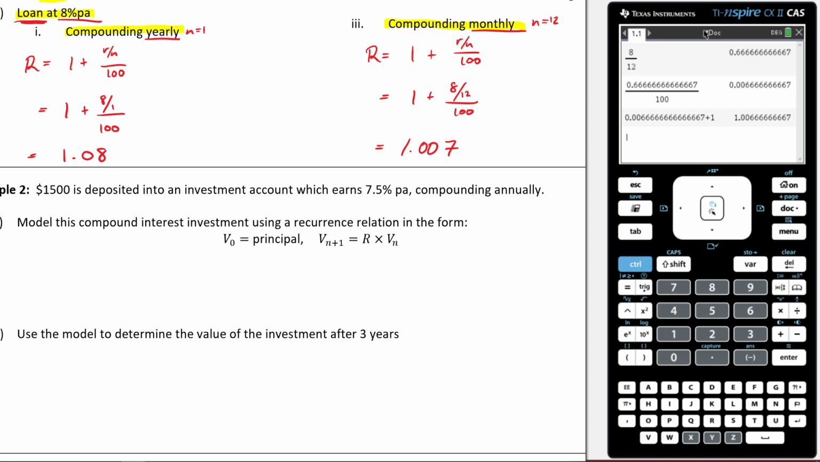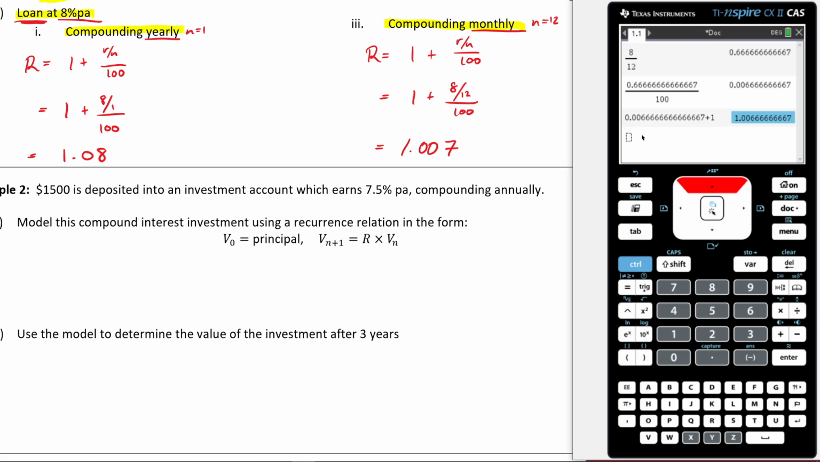We can use these R values now to figure out how much I would have to pay for each of these loans. So again, let's imagine that I'm taking out a loan of $100. If I'm compounding yearly, that means I'm only paying 1.08 of that $100. So at the end of the year, I am paying $8 in interest to them. In contrast, if I took out $100 and now I'm compounding monthly with a loan of 8%, well, that means that each month I am going to be paying, this would represent 0.7% per month.